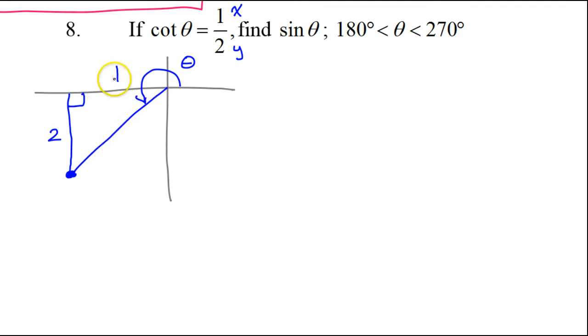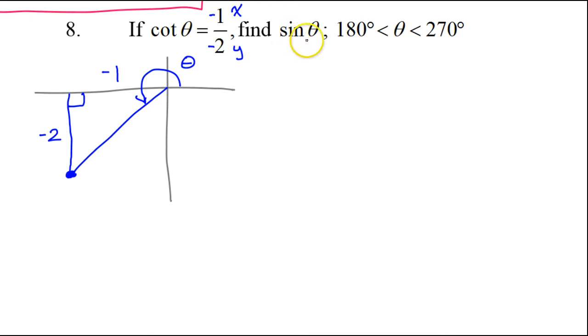Hopefully you're seeing that, well, wait a minute, this is to the left, so this should be negative, and this is down, so this should be negative. So really this should be a negative 1 and a negative 2. And actually that would still make sense. If both of these were negative, a negative divided by a negative is a positive, so that would still have the same value as before. So I am going to look at these as negative 1 and negative 2.